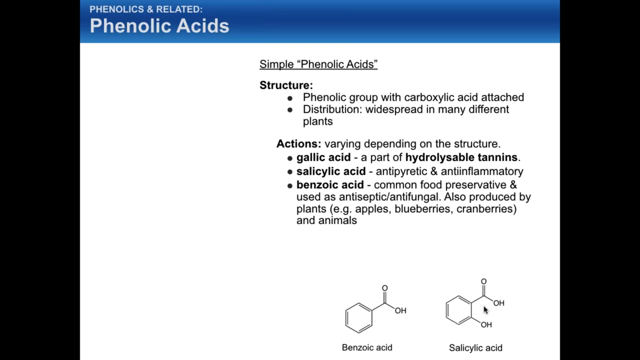Although technically speaking, benzoic acid isn't a true phenolic acid because it's not a phenol group. There's no OH group on the ring. Sometimes it's thrown under the same umbrella as phenolic acids. And you'll notice that with a lot of phytochemistry stuff, sometimes the classification isn't 100% accurate, but benzoic acid is sort of under that category. Now, benzoic acid is found in a number of different fruits and vegetables, just like salicylic acid is.